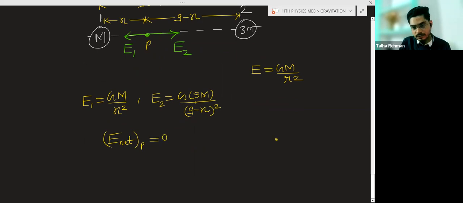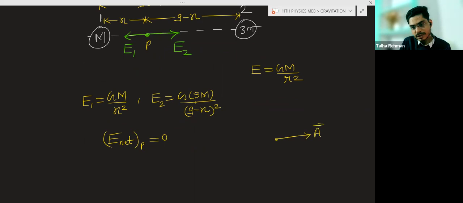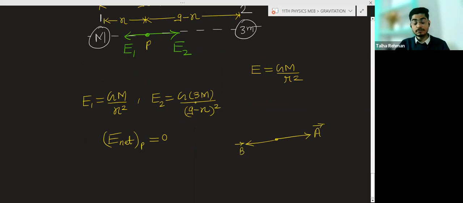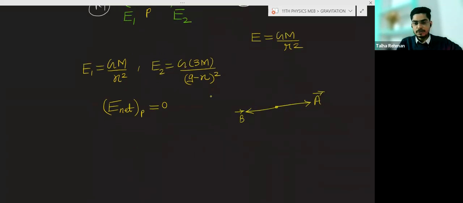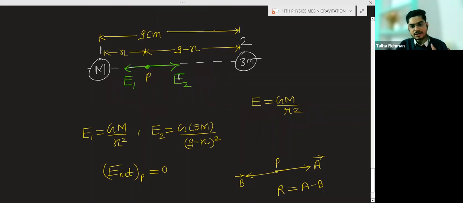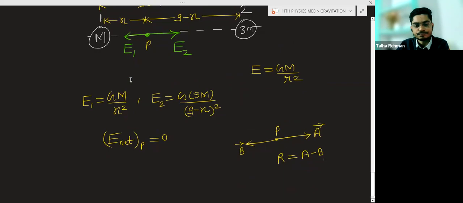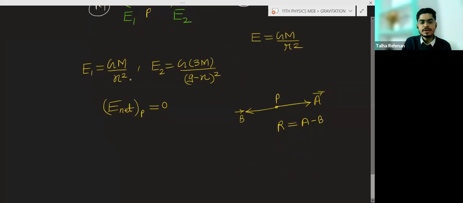And what is the net value? Here are two vectors. I told you if there are two vectors, A vector and B vector, acting at a 180-degree angle, then at point P, if you want to find the net resultant of these vectors, it will be either B minus A or A minus B. Here, both E1 and E2 are vector quantities. So you can write E1 minus E2 or E2 minus E1 is equal to 0.